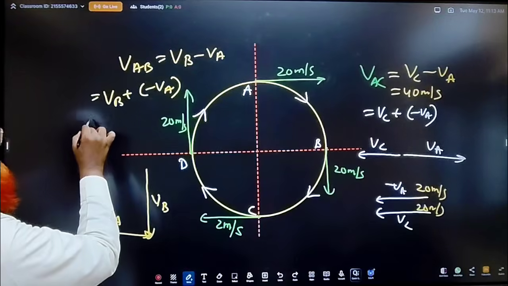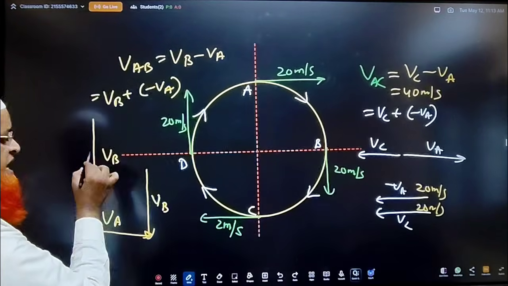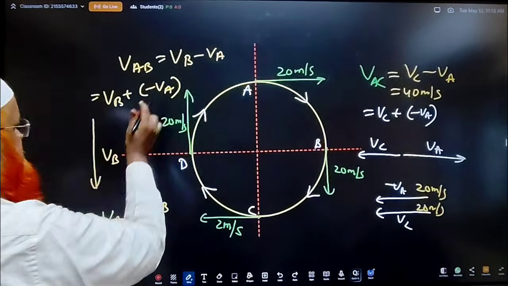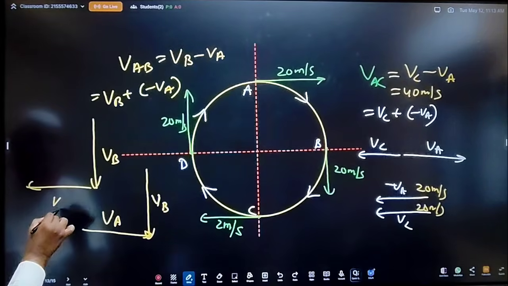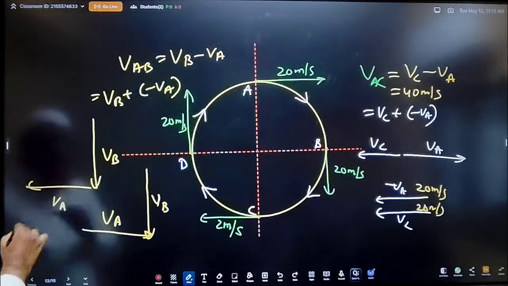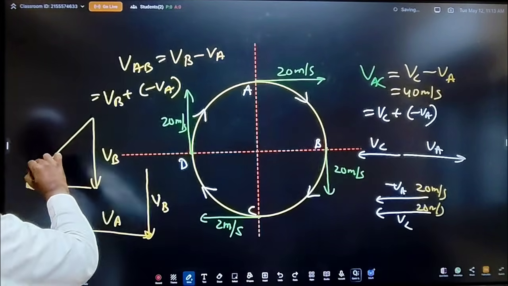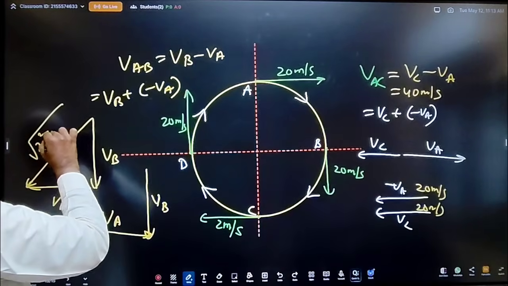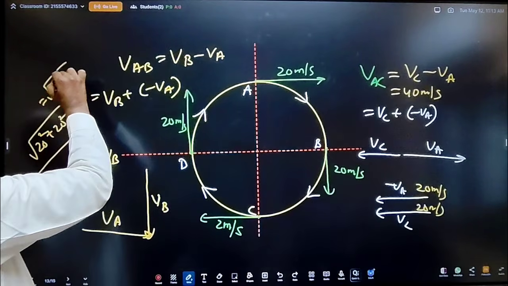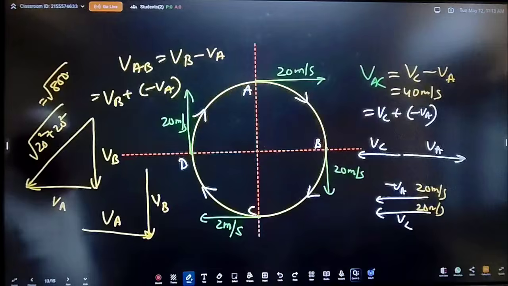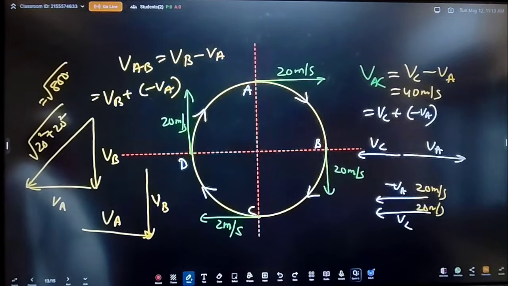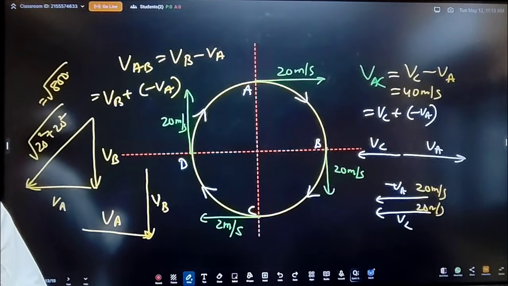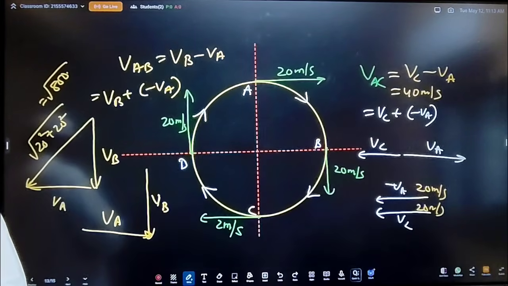I will take this reverse. I will keep VB as it is. VA I have to subtract now, so I will take it in the opposite direction. And what is the resultant? This is going to be the resultant, which is nothing but 20 square plus 20 square, which is root 800. So this is called vector addition, vector subtraction. Is it clear? Basics clear?